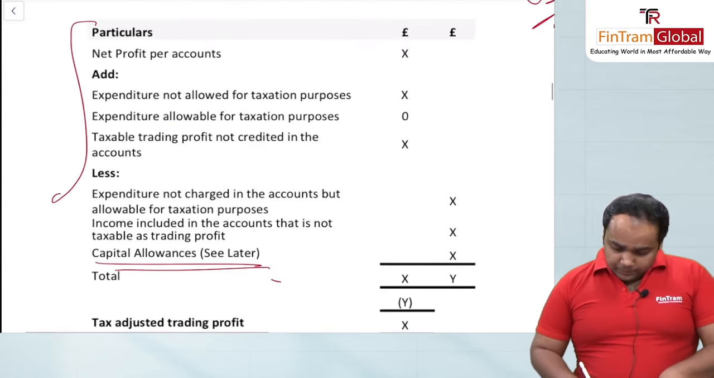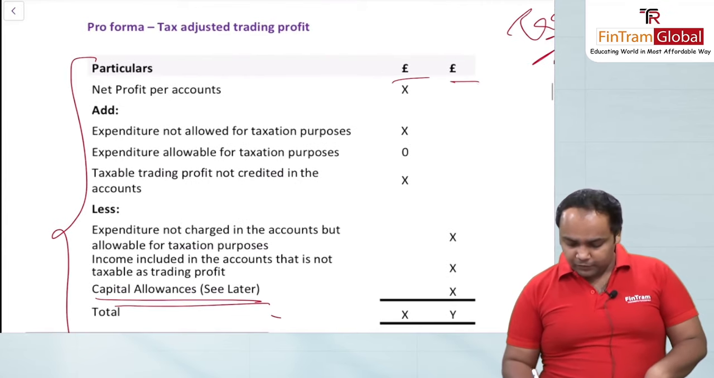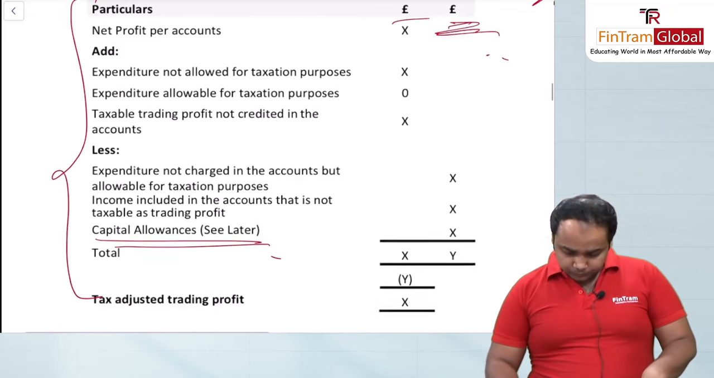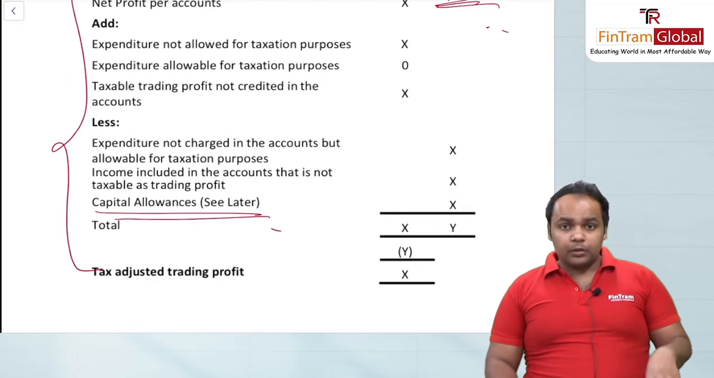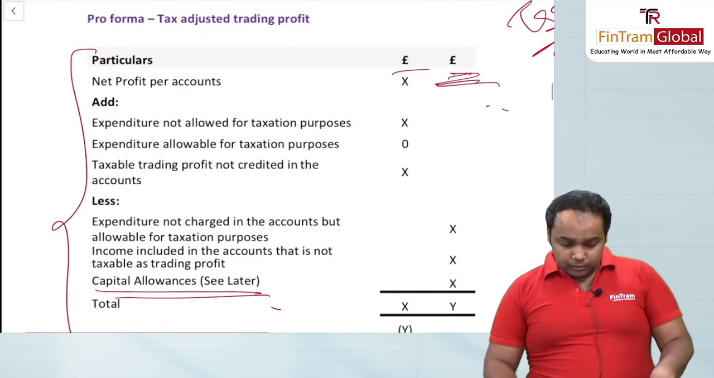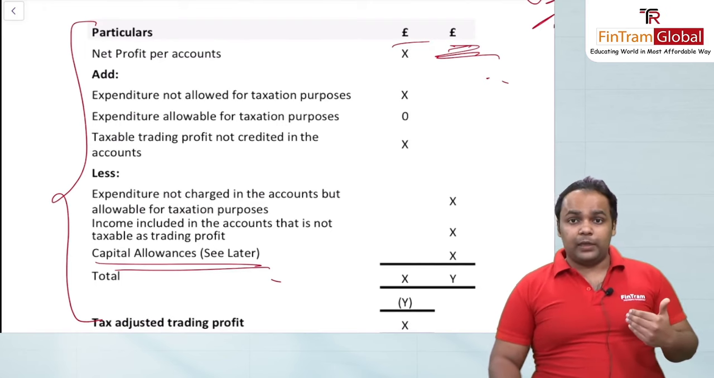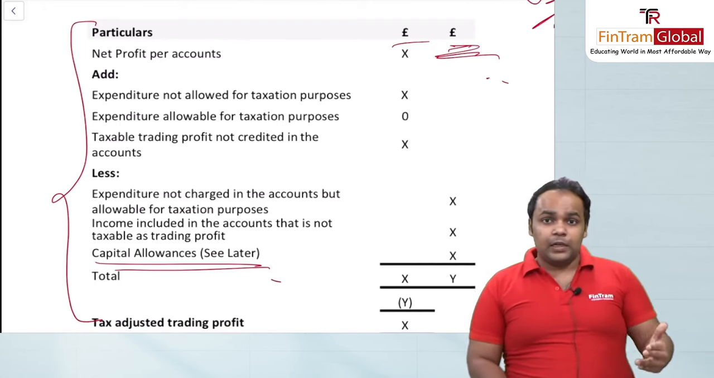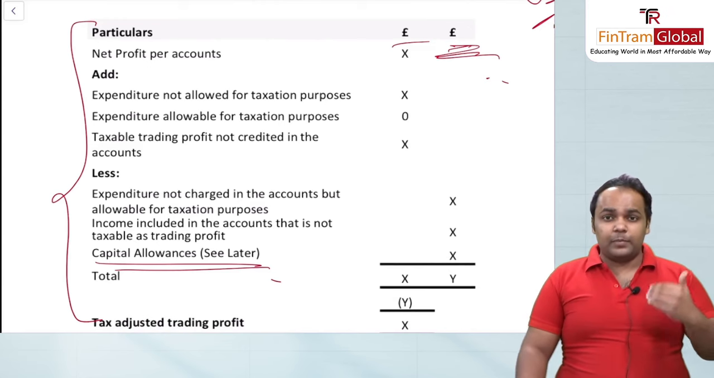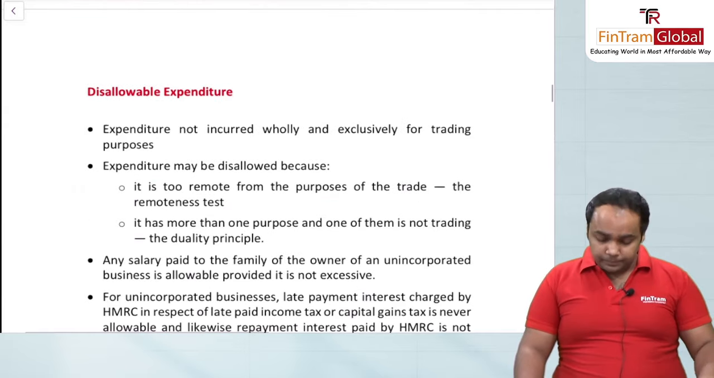Again, it is always better to remember this pro forma: two columns, one for workings and one for the final figure. It's important to inculcate this format in your regular way of practice. Whenever you practice questions, make these pro formas so that you have a structured mechanism and a structured framework through which you attempt the question.